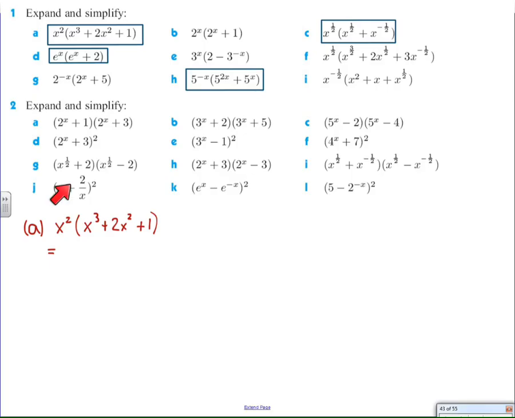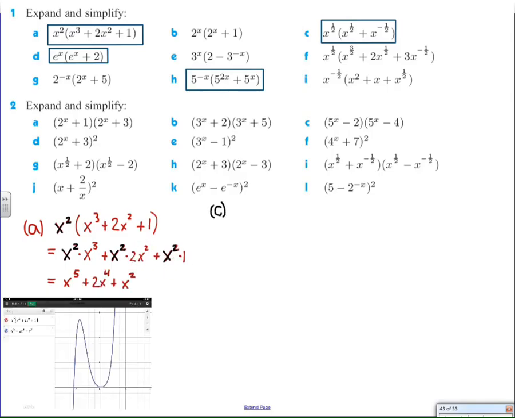For example, to distribute x squared into this cubic polynomial, I simply multiply everything by x squared. In this case, I'm going to write it all out so you can see all the x squared got distributed literally into this expression. Now we apply the properties of exponents. If you multiply two numbers of the same base, you add the exponents. Now remember, this is x times x times x times x times x, which is x to the fifth. And then x times 2 times x, that's just 2x to the fourth. And x squared times 1 is x squared.